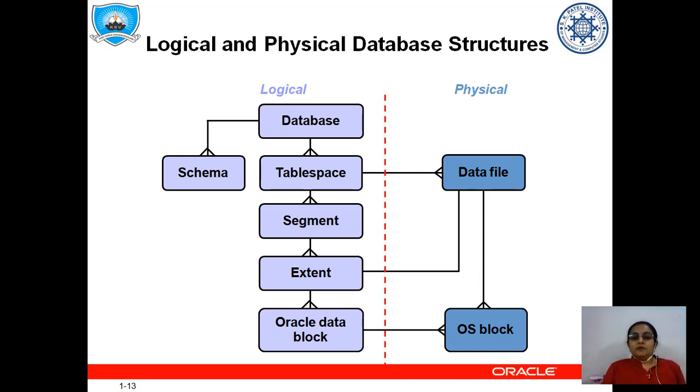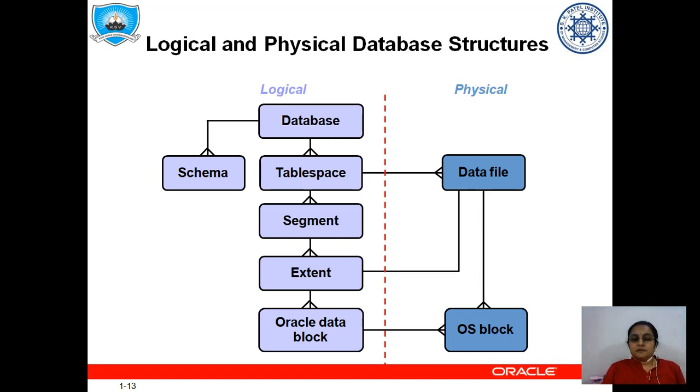Now this data file is accessed by the Oracle database through the tablespace. The Oracle database is accessed by a schema, and the schema is nothing but the user. Each user has authentication to access a particular database. All users have roles and privileges, so that the database is accessed by that particular schema, and through that database a tablespace can be accessed, and then the segment, the extent, and the Oracle data block.